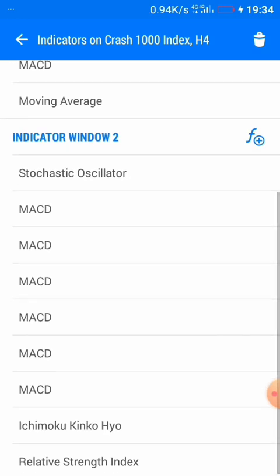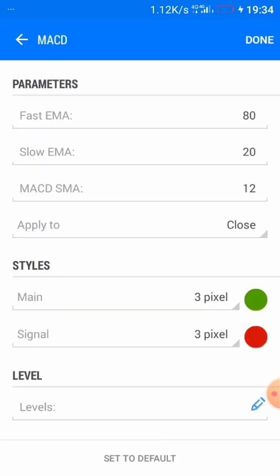Then on the same indicator window 2 we have a total of 6 MACDs. The first MACD, please, you don't have to make any mistake here. This is the first MACD on the second indicator window. These are the parameters. Take a screenshot of it. This is the first MACD.